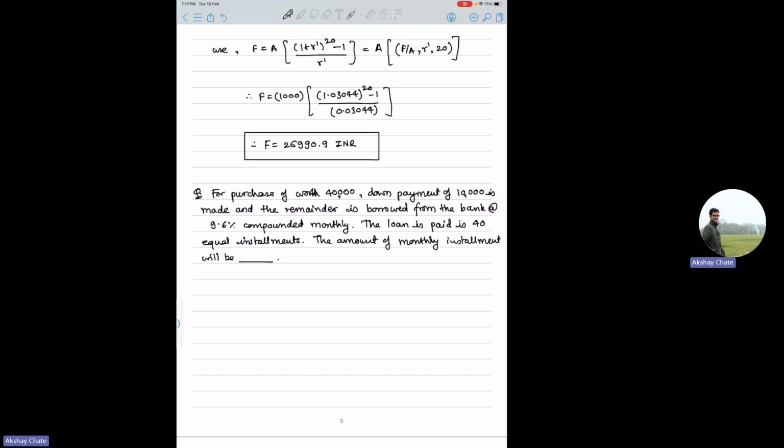So first of all, this P will be 40,000 minus 10,000, because you did the down payment initially. So P is nothing but 30,000. You need to pay this with 40 equal installments at 9.6% compounded monthly. So basically, they are asking for your A value, or annuity value. Here it is easy because the rate is also given compounded monthly, and the 40 are monthly payments only. So everything is in months.